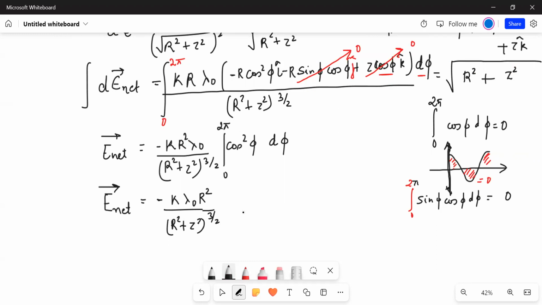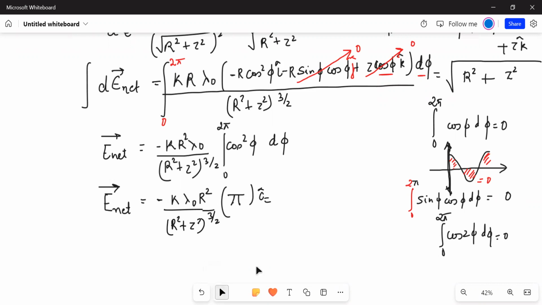And what is the cos²φ integration? cos²φ is (1 + cos 2φ)/2. And again, remember, integration from 0 to 2π of cos 2φ is also 0. Now if I integrate from 0 to 2π cos²φ dφ, what will you get? You will simply get π. You can integrate this up and you will get the answer. So cos²φ, if I write it as (1 + cos 2φ)/2 and integrate, I'll get simply π. And this is along i cap.